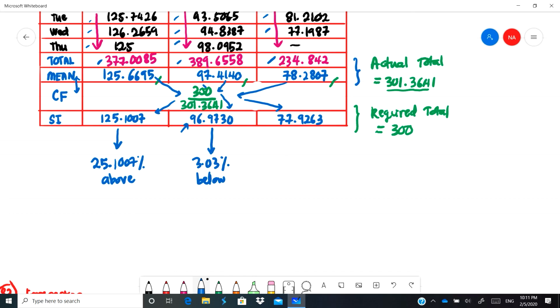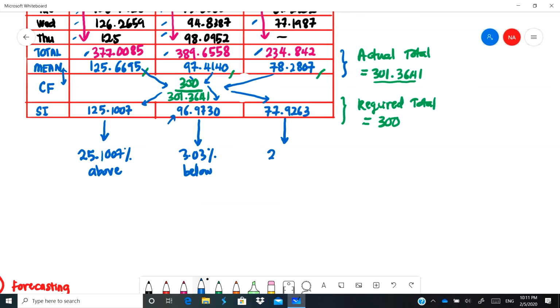And the last one, this one also below 100. So how much is it below 100? So you have to press your calculator, and you'll get 22.07% below the trend line, if the question asks you to interpret the values, okay?